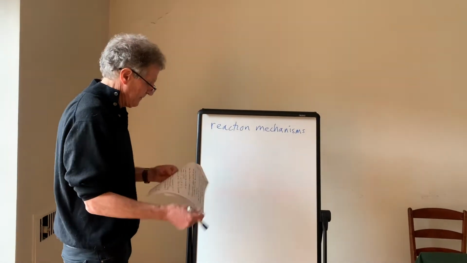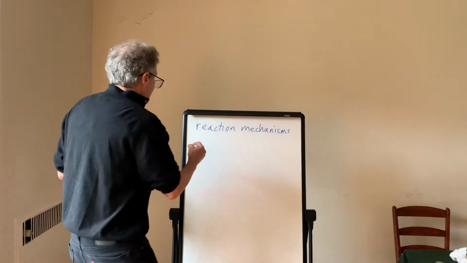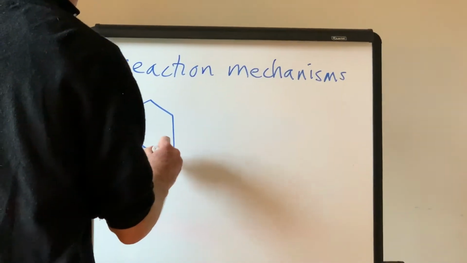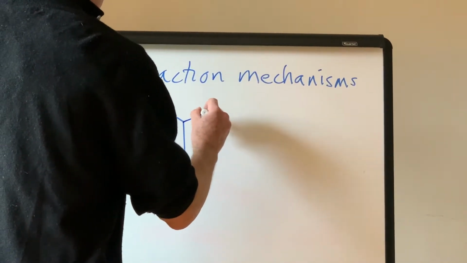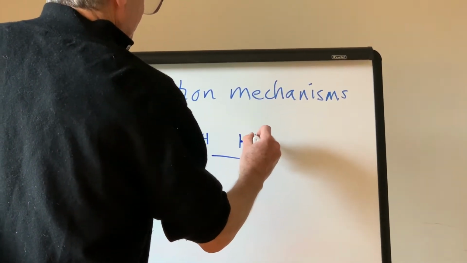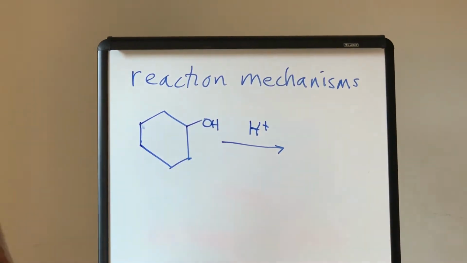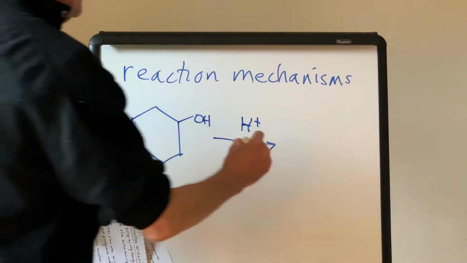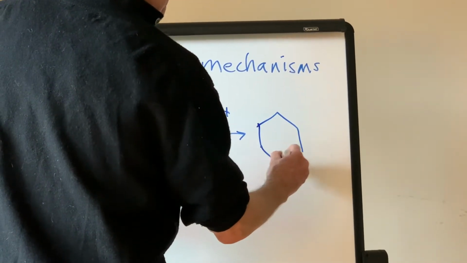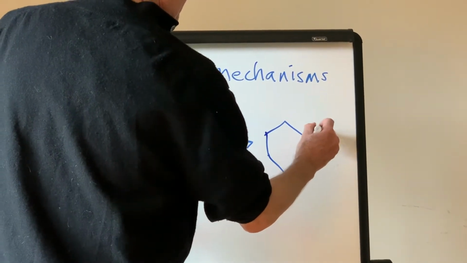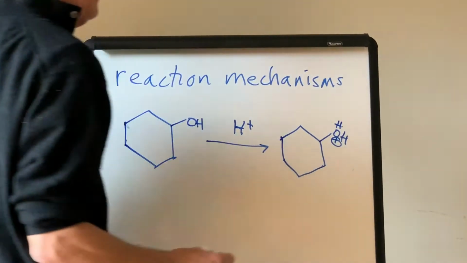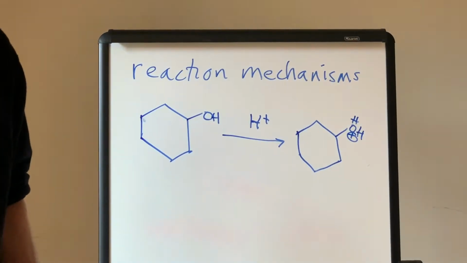So here's an example. I'm going to represent cyclohexanol, OH, in the presence of an acid. So in the first step of the mechanism, the hydroxyl group is protonated. It receives a proton. So we have OH2. Now that protonated OH group has a charge.